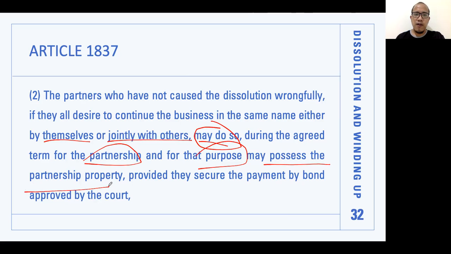So kung baga, i-carry over nila yung partnership assets from the dissolved partnership to the new partnership or the continuing partnership, kung baga. But they have to pay the bond. They have to pay the bond which will be approved by the court. Pag sinabing bond, ito ay form of insurance. No? Form of insurance kung saan you have to apply it with the court. Yung bond na yan will be liable for any damage that may be suffered. Yan. Diyan nila kukolektahin or mara-recover sa bond na yan.